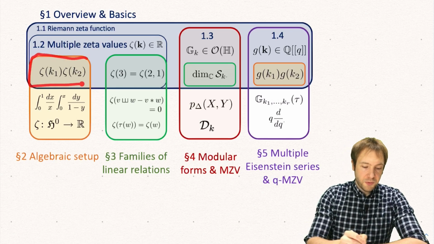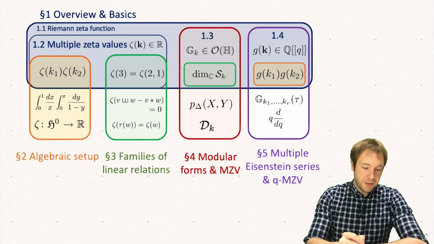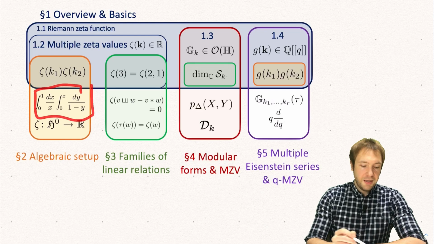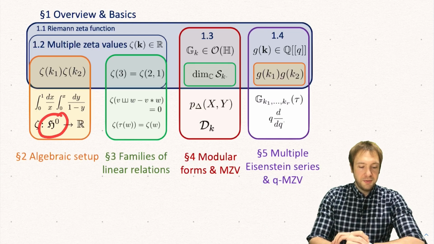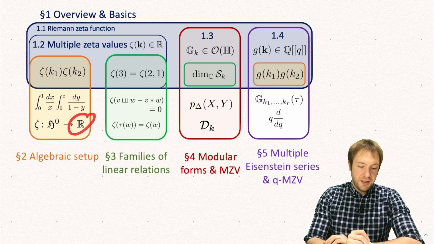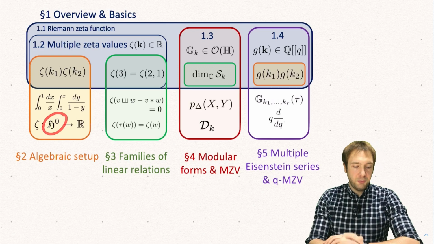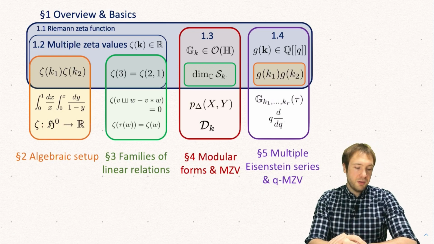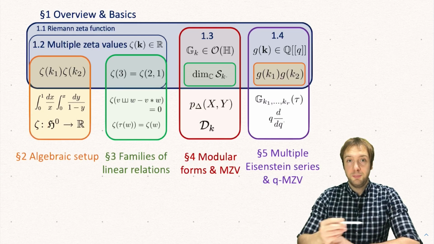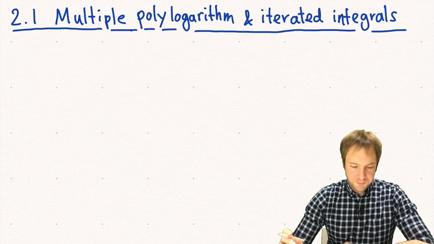But first we will focus on these multiple zeta values, and we will introduce iterated integrals, which is an integral like this, and then we will define some space H, and we will view these zeta values as a map from this space H to the real numbers. On this space we will define the Stuffle and the Shuffle product, and then we'll see that this map is an algebra homomorphism with respect to these two products.